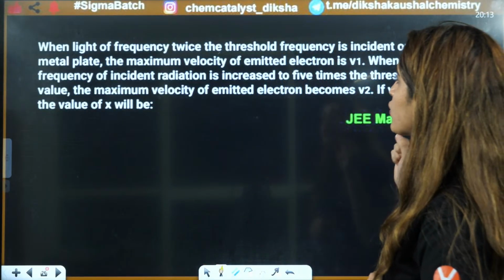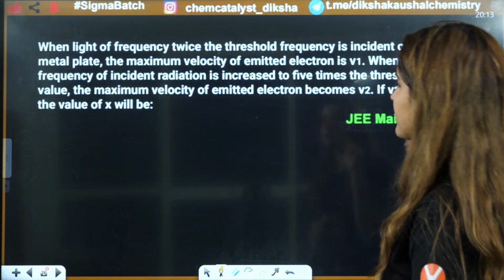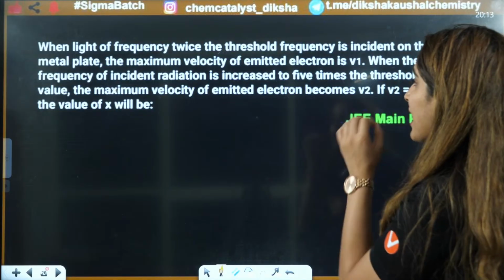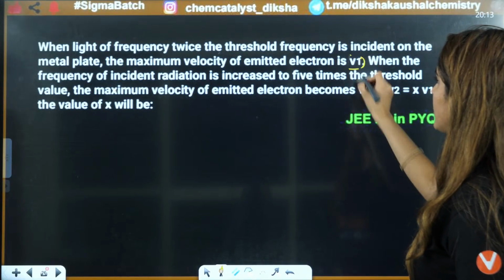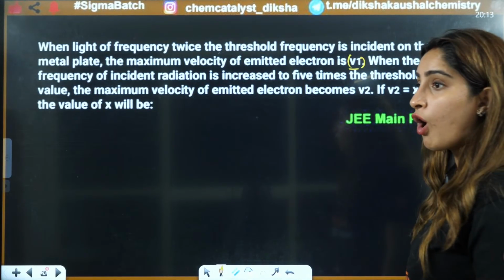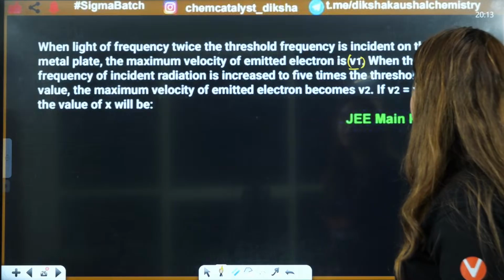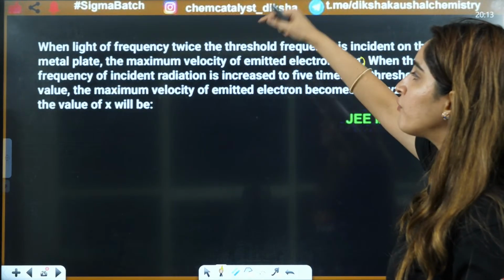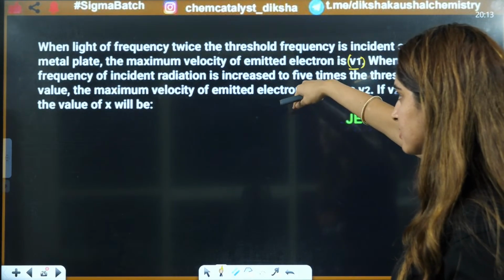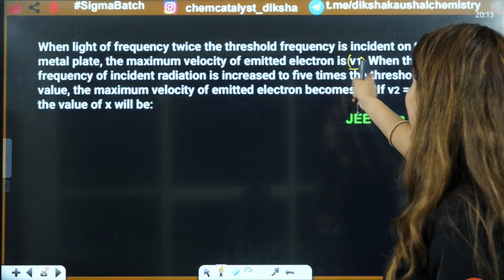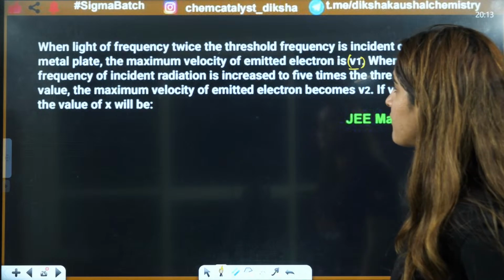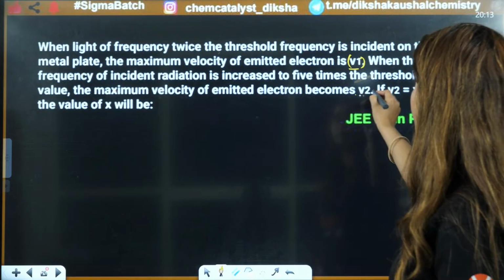Light of frequency twice the threshold frequency is incident on the metal plate, the maximum velocity of emitted electron is V1. Maximum velocity of the emitted electron means kinetic energy, you can see from here. When the frequency of the incident radiation is increased to 5 times the threshold value, the maximum velocity of the emitted electron becomes V2.